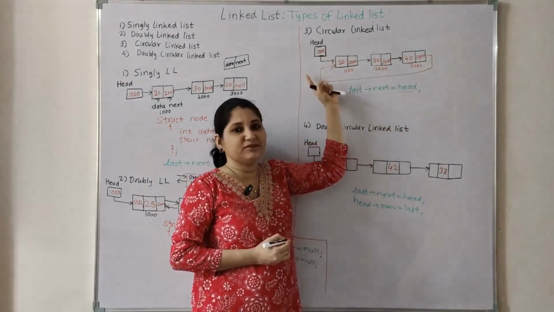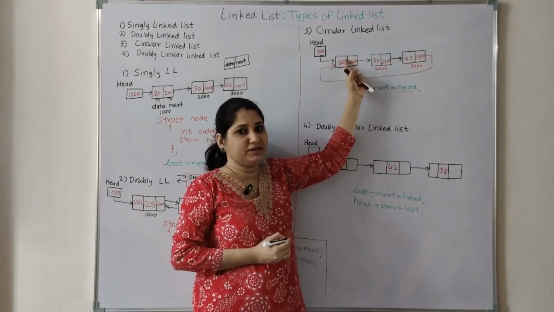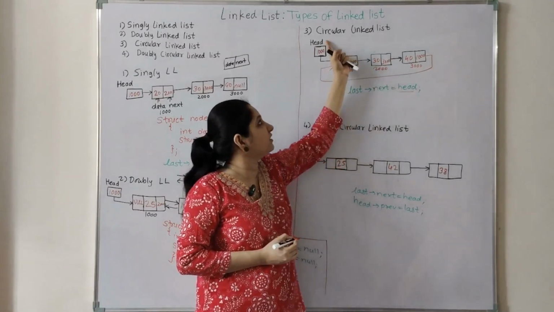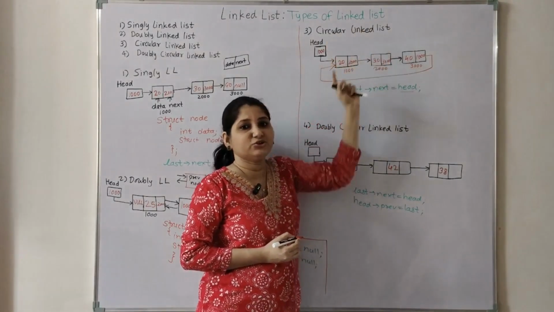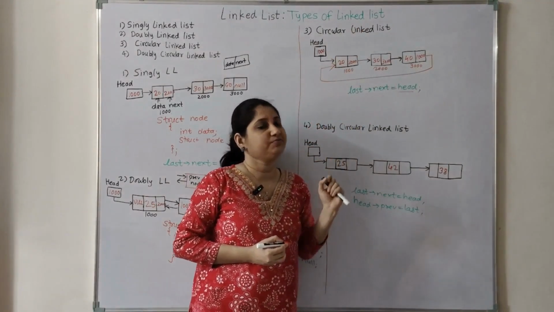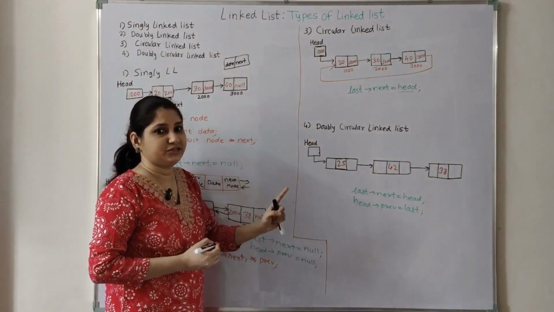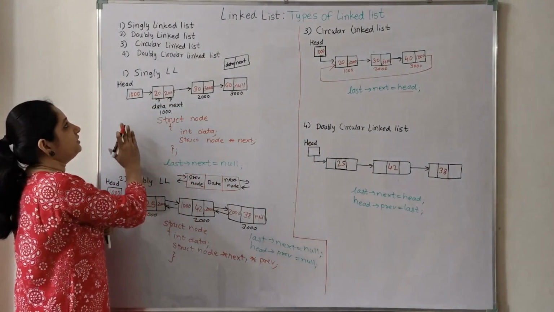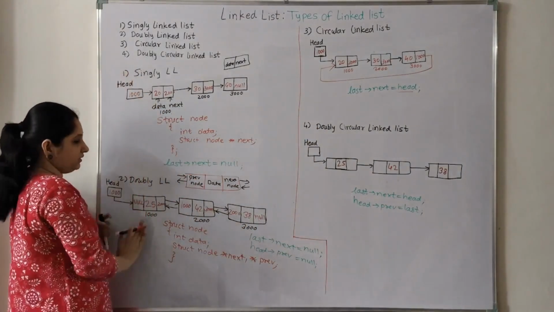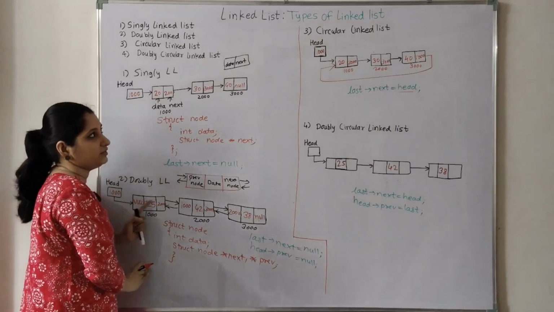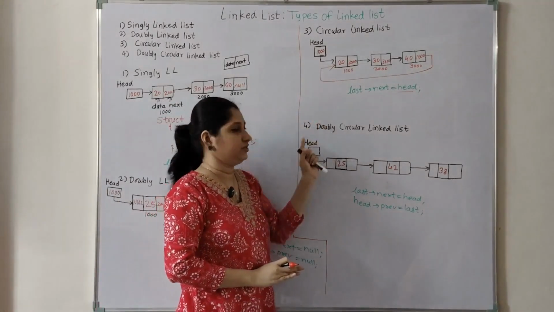So there is no null link present over here in the circular linked list. This circular linked list is a variation of the singly linked list. Now we will discuss the doubly circular linked list. In that linked list, there is a variation combining the doubly linked list and the circular linked list.